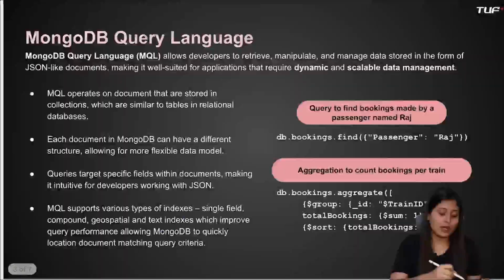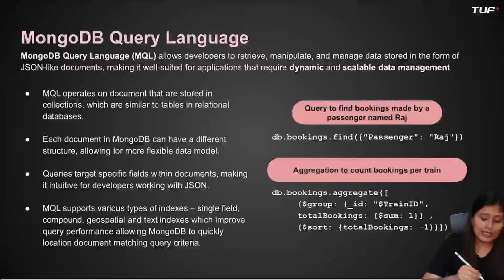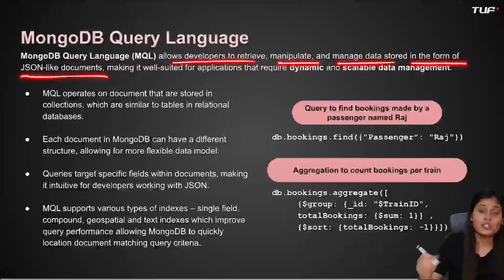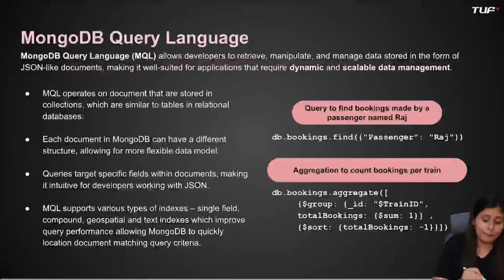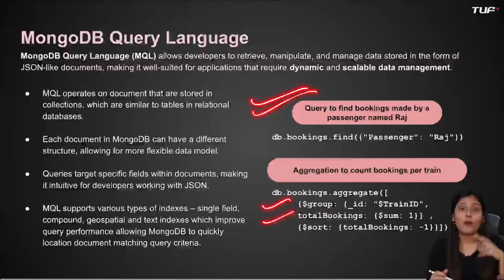So let's start. First is MongoDB query language. We know that we apply MongoDB query language to retrieve data from those types of data which are JSON or document type. It allows developers to retrieve, manipulate and manage data stored in the form of JSON-like documents, making it well suited for applications that require dynamic and scalable data management. So along with the definitions of the different types of NoSQL databases, we will also be learning how to write the query in that language.